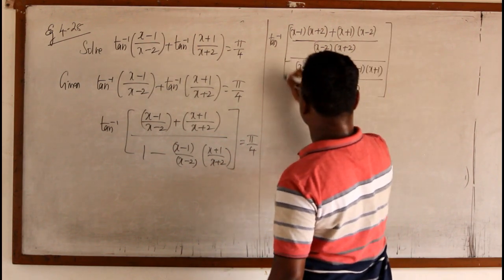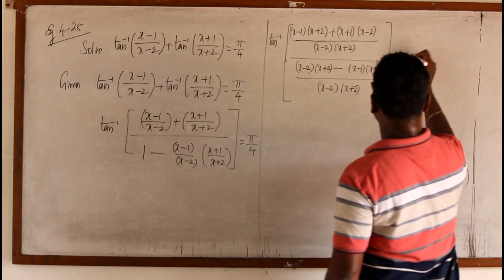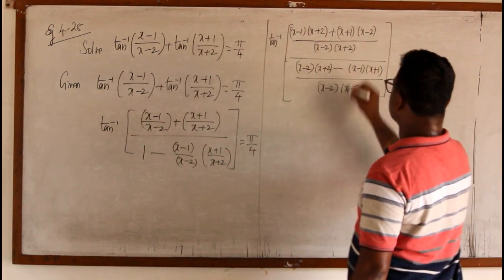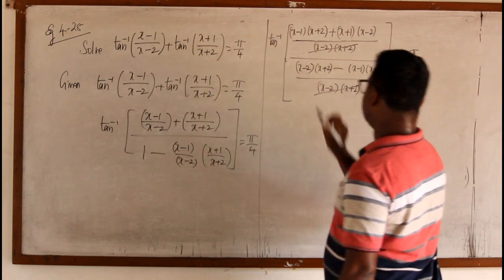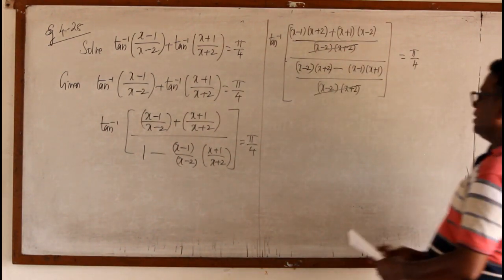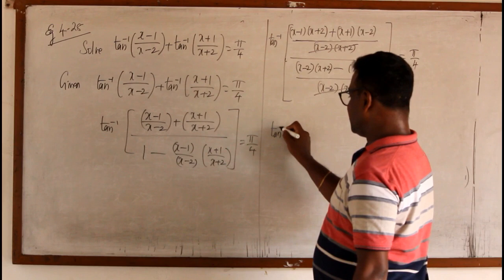Whole thing equal to pi by 4. Now these two terms can be cancelled. Now let me keep this tan inverse once again.